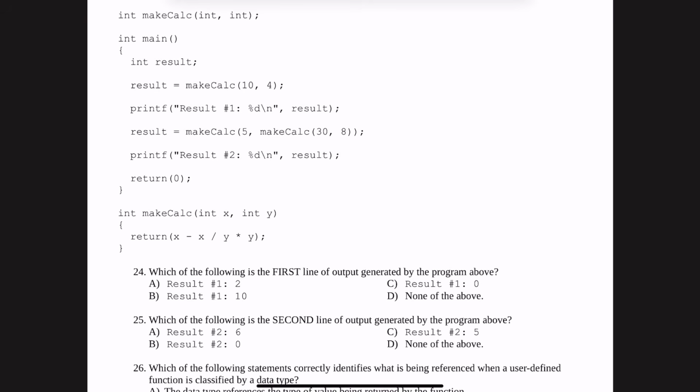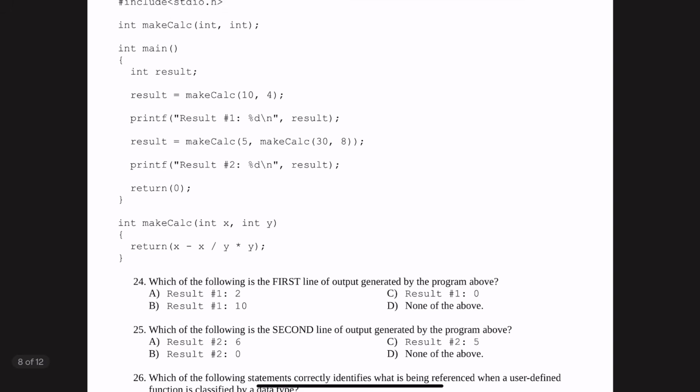So, in a case like this, sometimes you just may decide it's easier to jump straight into the code and solve it, rather than translating this equation. In this case, I don't really see a pattern that's clear to me, so I'm just going to jump right in. So we're looking at the first line of output. So what is the result of this? So x is equal to 10, y is equal to 4. So we're going to return 10 minus 10 divided by 4 times 4.